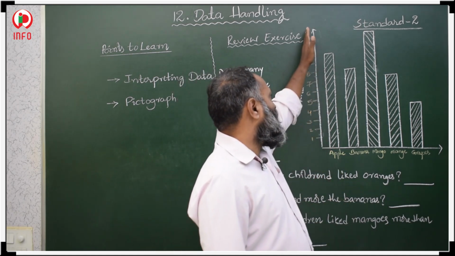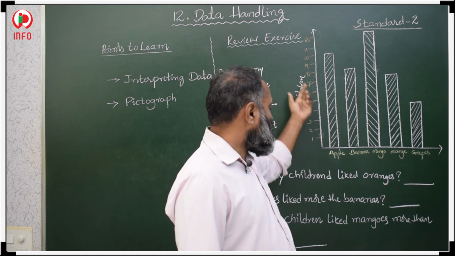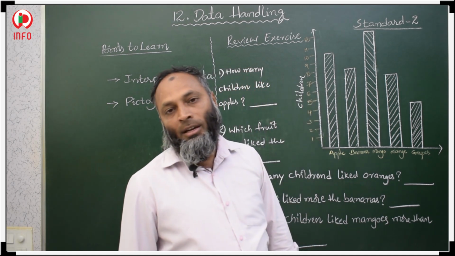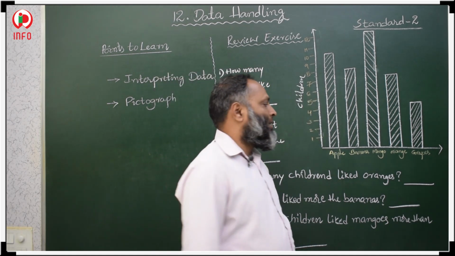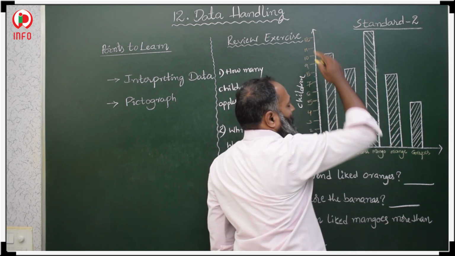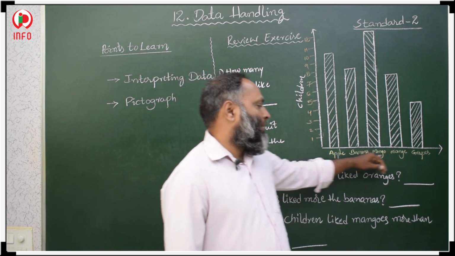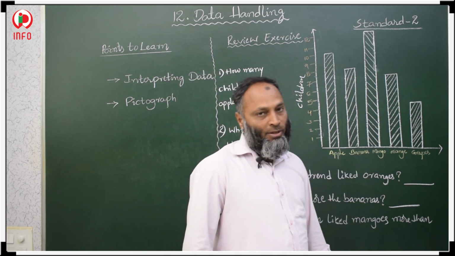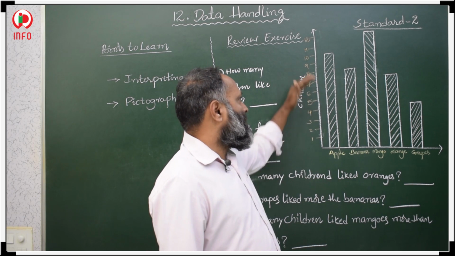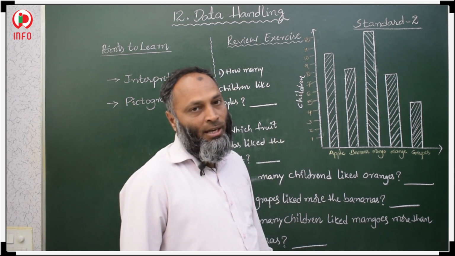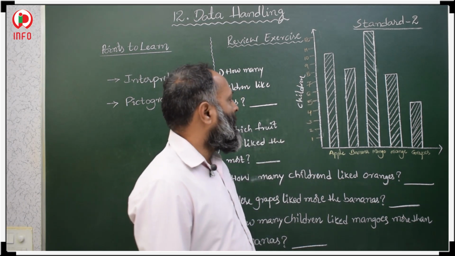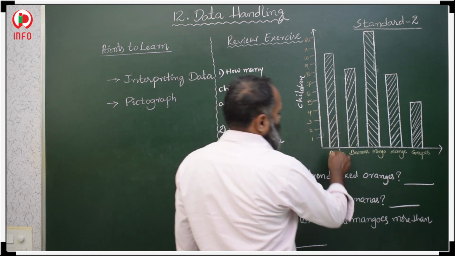On the vertical line, we took the number of children. This is the horizontal line and this is the vertical line. On the horizontal line we took different types of fruits, and here the number of students on the vertical line. Okay. Now see, this is first apple.